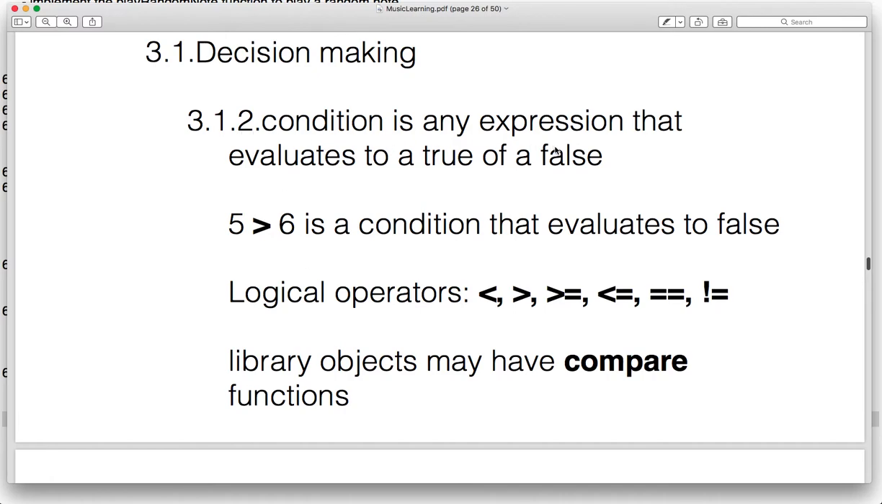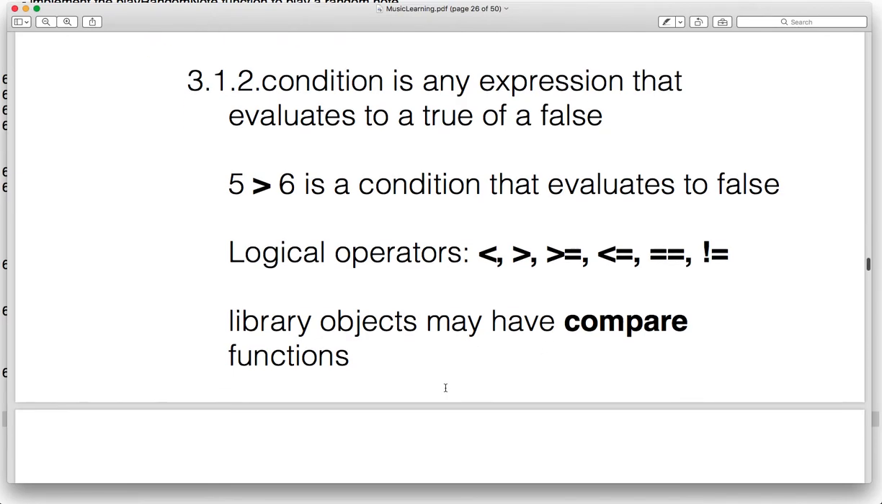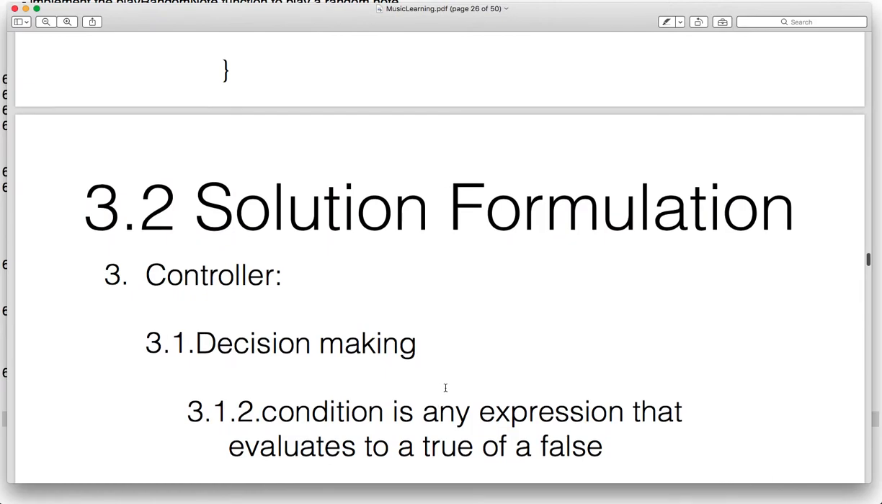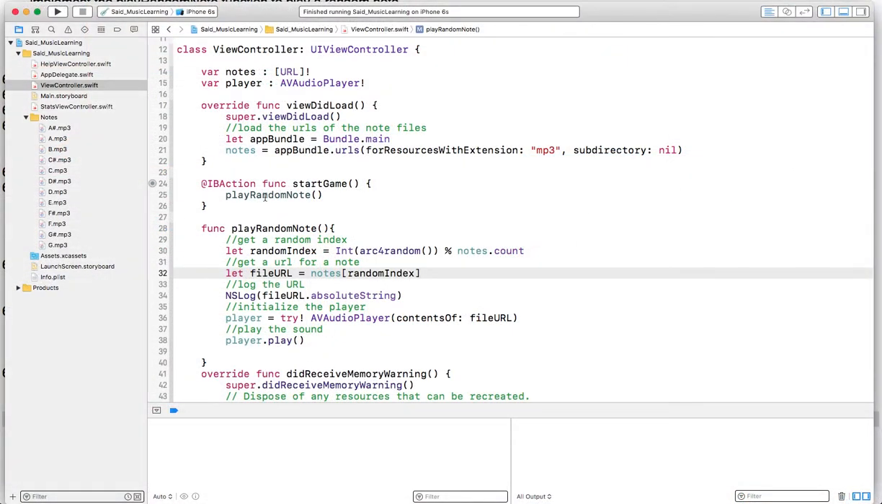A condition is any expression that evaluates to true or false. So for instance, 5 greater than 6, that's an expression, because when I ask you 5 greater than 6, you will tell me no, or incorrect, or false. So that then is an expression. There are several logical operators that you can use to construct an expression. There's a less than, greater than, greater or equal, less or equal, equal, or not equal. In addition, there is a compare function available in many library objects. So we'll see how we can implement that as well.